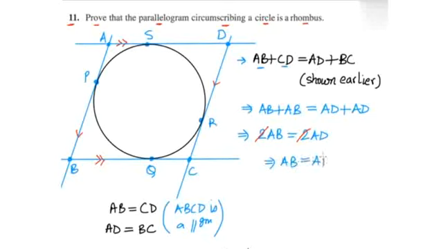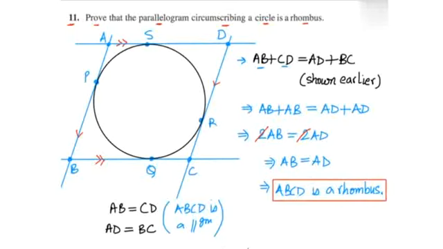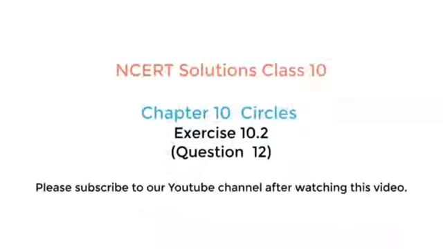So the adjacent sides AB and AD in the parallelogram ABCD are equal, and this means that all four sides are equal. In other words, ABCD is a rhombus. A rhombus is a parallelogram in which all four sides are equal. So ABCD is a rhombus. Okay, so this is what we had to prove. This completes our proof for this question.